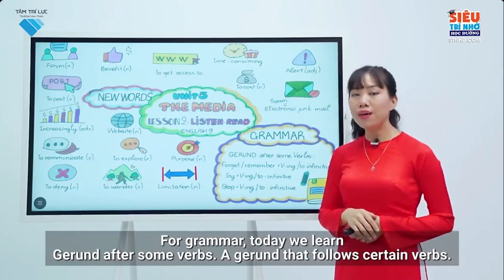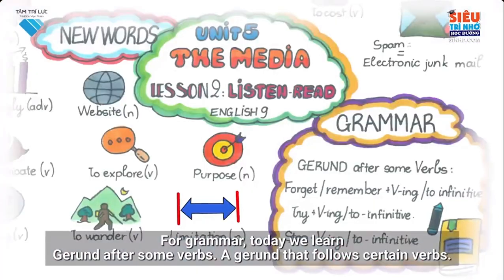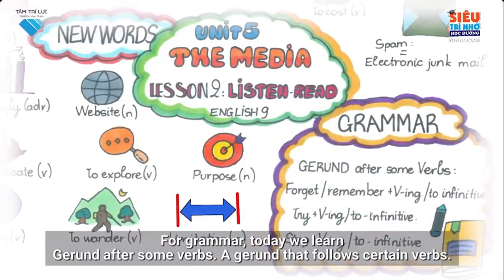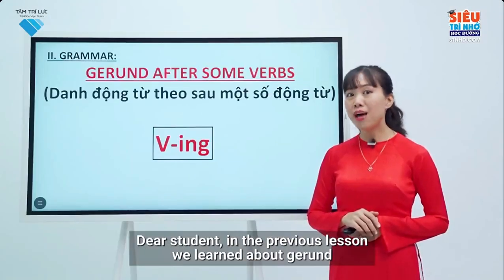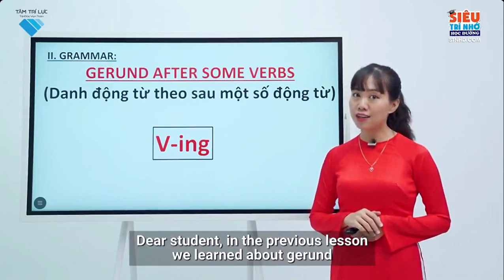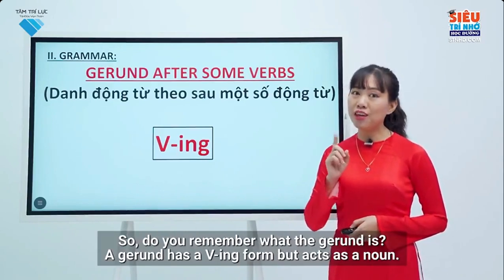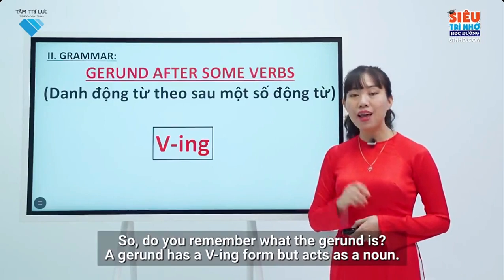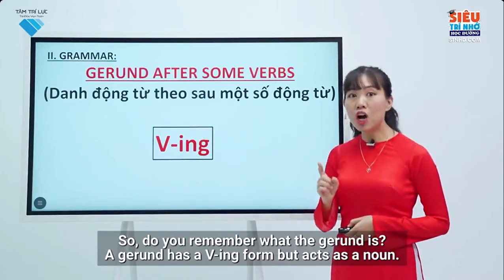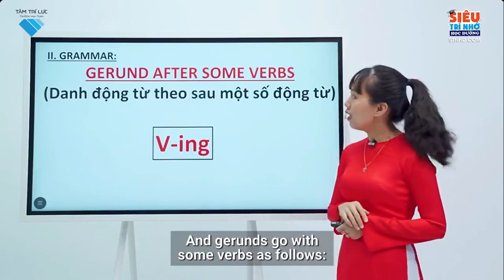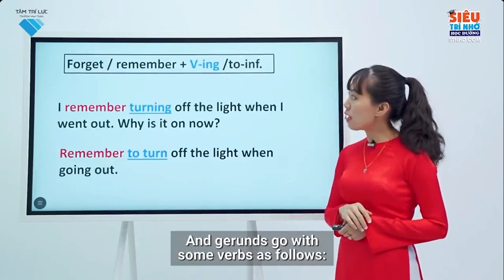For grammar, today we will learn gerund after some verbs, a gerund that follows certain verbs. Dear student, in the previous lesson we learned about gerund. So, do you remember what the gerund is? A gerund has a verb ing form but acts as a noun. And gerunds go with some verbs as follows.